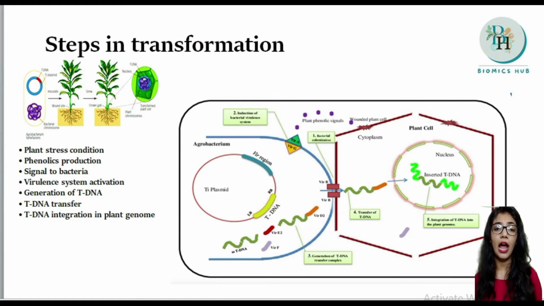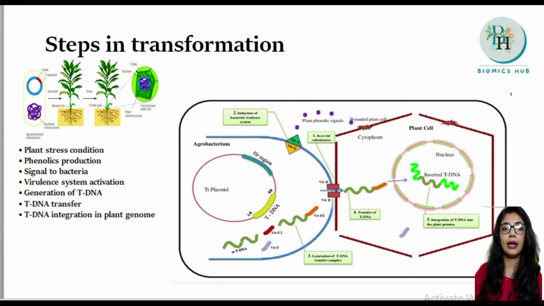So in this slide we have the steps which are required for the transformation of the tDNA from the bacteria, or the Agrobacterium tumefaciens, into the plant cell. So what are they? They are the plant stress condition: if the plant is suffering from some wound or injury, it releases some phenolic compounds. The second step will be the release of the phenolic compound. This phenolic compound is sensed by the bacteria. The third is the signal to the bacteria.